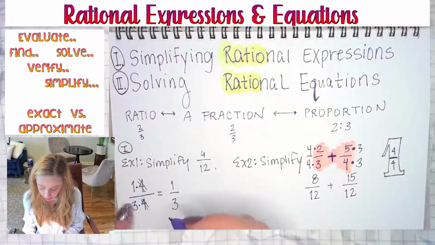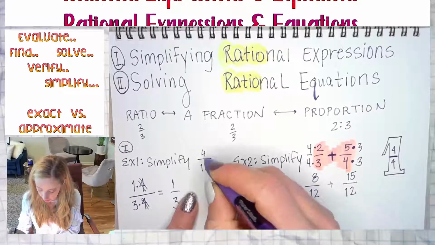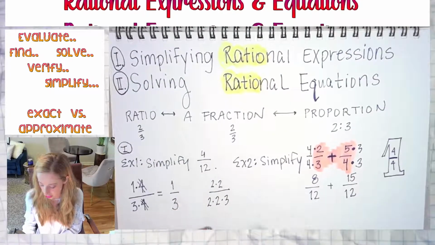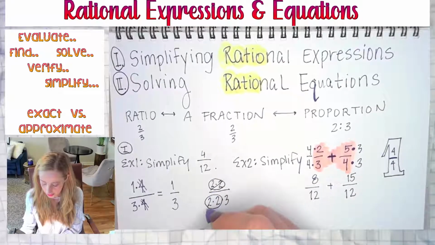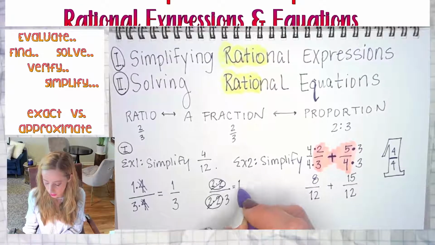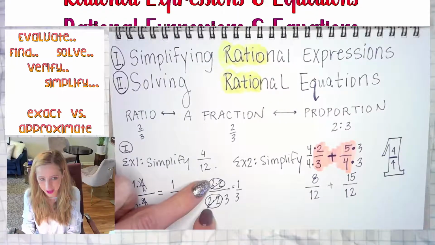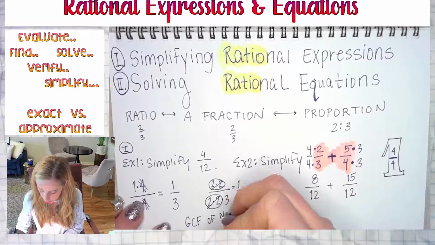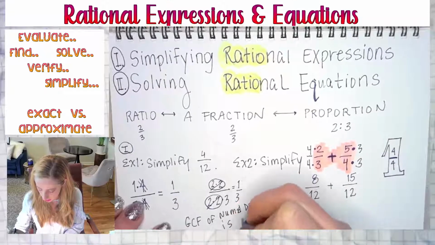Like if I factored, where's this example? 4, it's really 2 times 2. That's factors of 4. If I factored 12, it's 2 times 2 times 3. Those are factors. And the greatest common factor of the two of them is 2 times 2 or 4. And that's why we're left with 1/3. But these are not greatest common factors. So the GCF of numerator and denominator is 4.